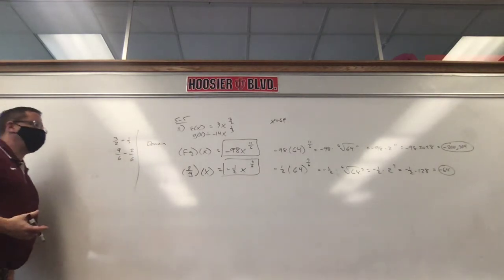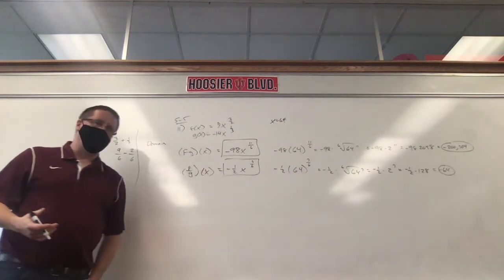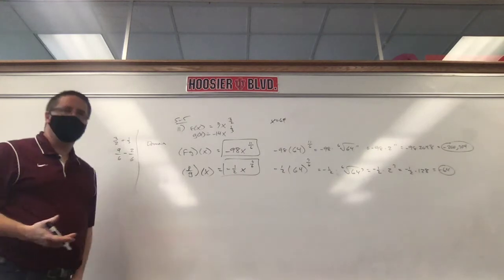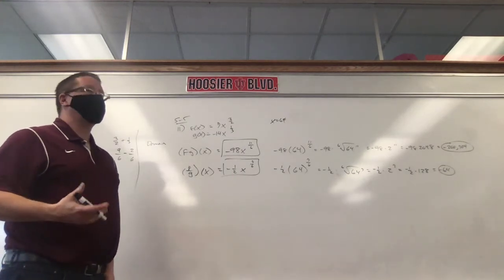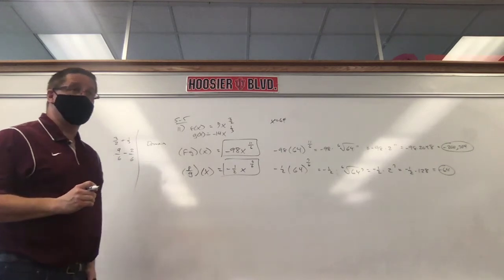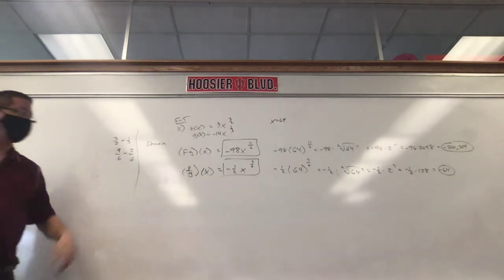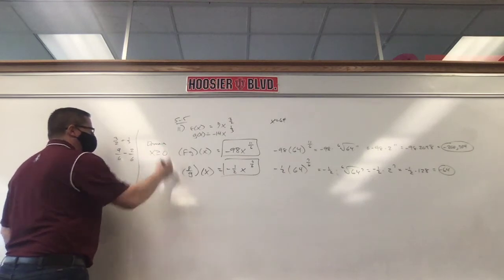Okay, so asking for the domain. Can we take the 6th root of any number? No, you can't take the 6th root of a negative number. You can't do that, okay? You have to plug in, what's the smallest number I could plug in and take the 6th root of? 0. You can plug in 0. The 6th root of 0 is 0, because 0 times 0 times 0 times 0 times 0 times 0 is 0. So it has to be bigger than or equal to 0.